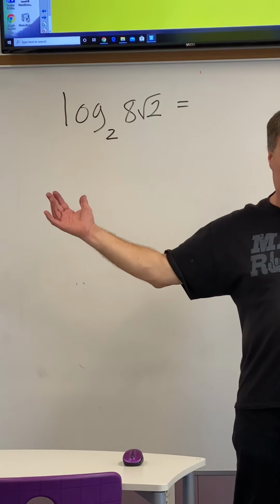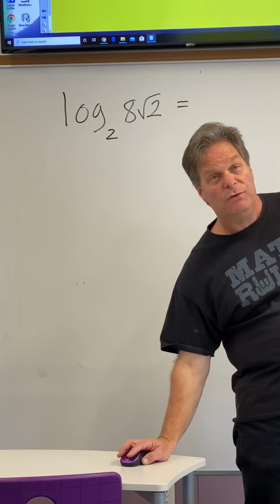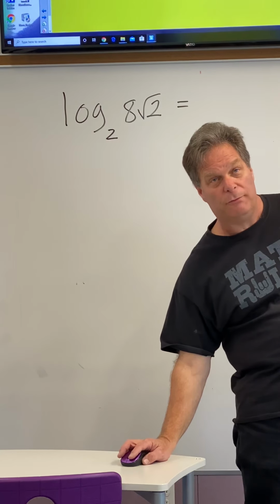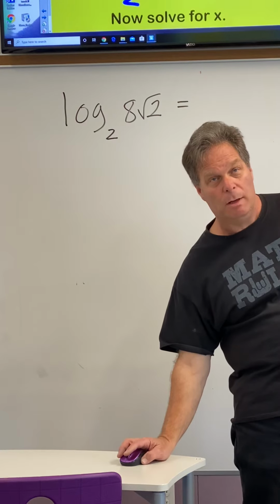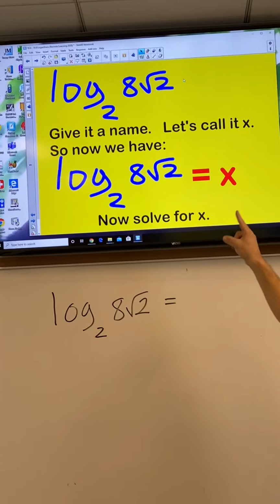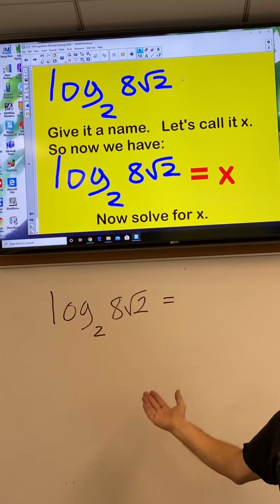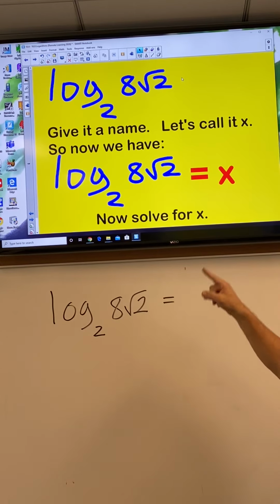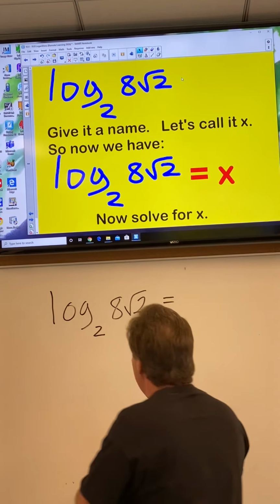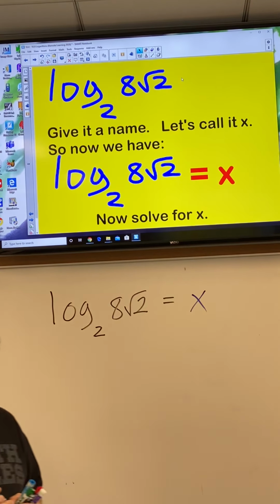So say you don't know what to do. Well, here's the first thing I do. Give it a name, right here, up here. Look, log base 2 of 8 root 2. What is that going to be? I don't know. Give it a name. Let's call it x. I usually call it an x when I give it a name. You could call it y, you could call it whatever you want. I'm calling it x, okay? So now we have log base 2 of 8 root 2 equals x, right? I gave it a name.